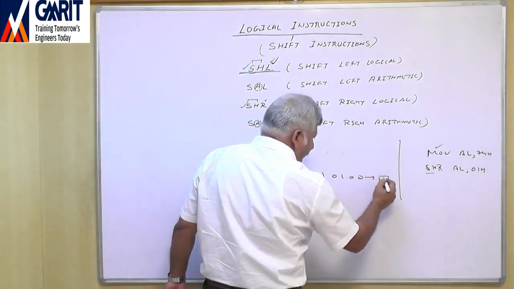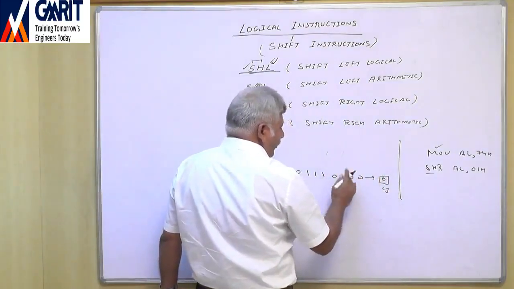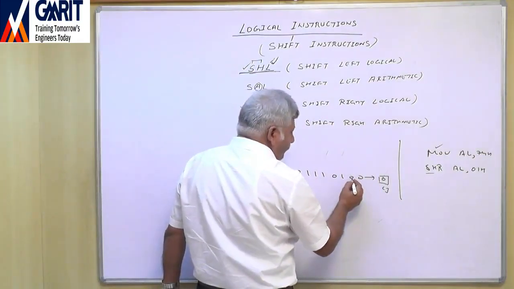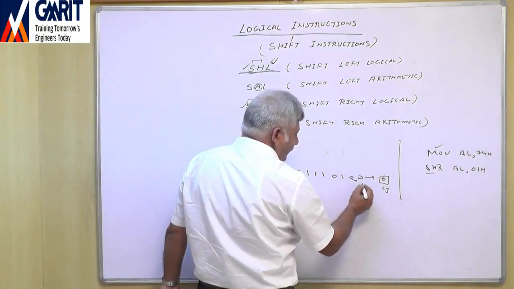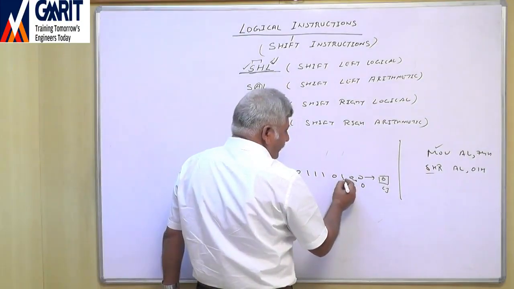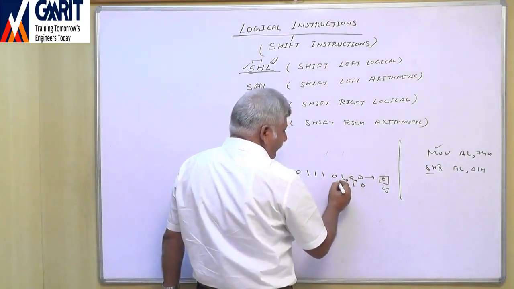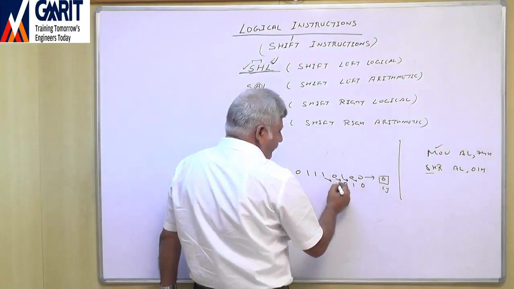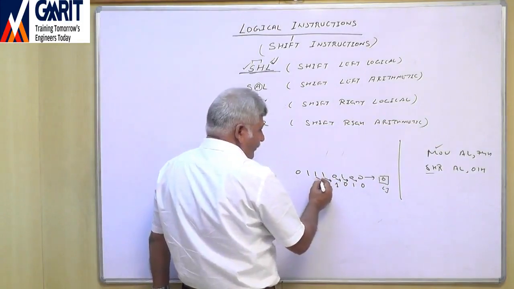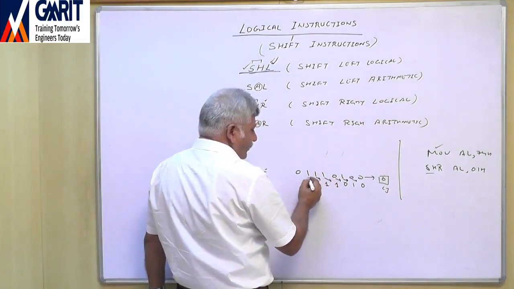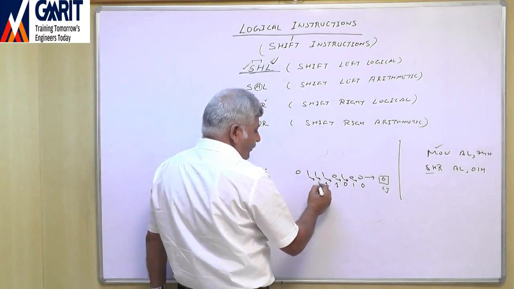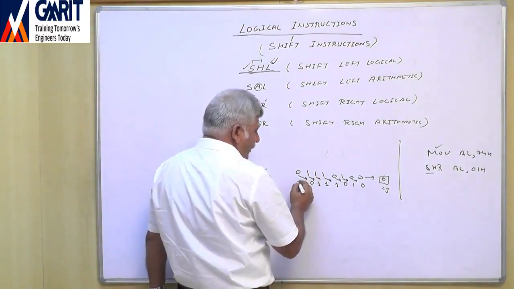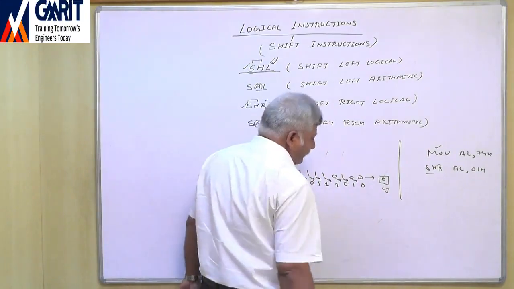This will go to carry flag, and all the numbers will be shifted right side by 1 bit position. This 0 will come at LSB position. This one will be shifted right side by 1 bit. This 0 here. This one will come at this position. This one will come at this position, and this 0 will come at this position, and this is the vacancy.